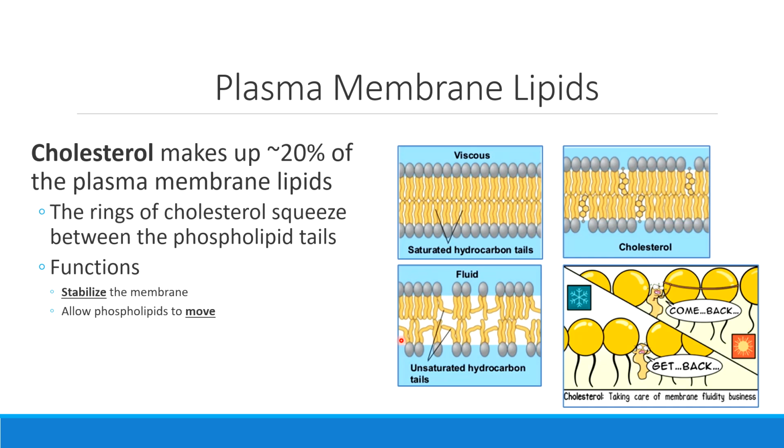At the same time, by having these little wedges inside the plasma membrane, that actually allows other phospholipids to move or to trade places inside the membrane. My final function of cholesterol in the membrane is it helps to keep things fluid. This is because the cholesterol can move just like those phospholipids can move. So cholesterol, making up about 20% of the lipids in the plasma membrane, is very important for stability, but also fluidity.